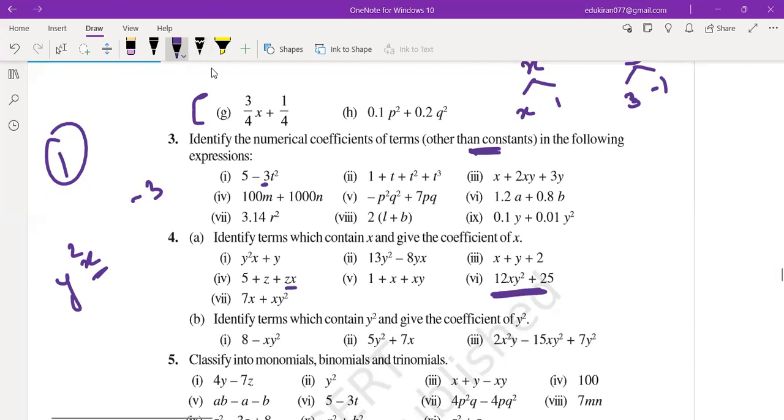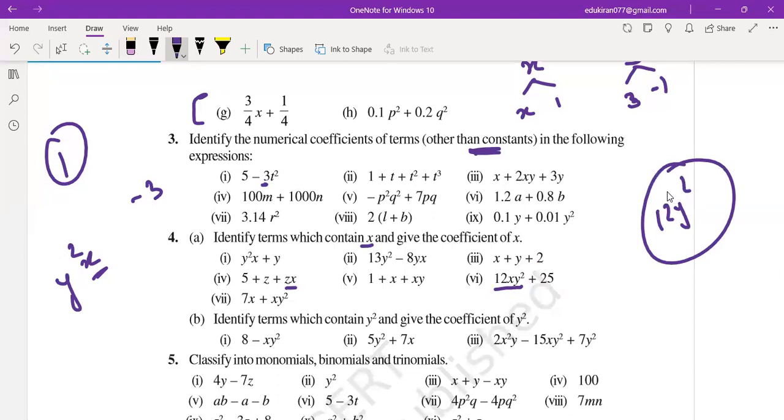Okay, so you said 25 as well because the coefficient you only told. 25 won't be there, right? It's not a term, because they ask for the term which has x. I'm sorry, ma'am, I didn't read the question properly. It will be 12y square. Fine? Yes, ma'am. Sorry, ma'am. No problem. Next.